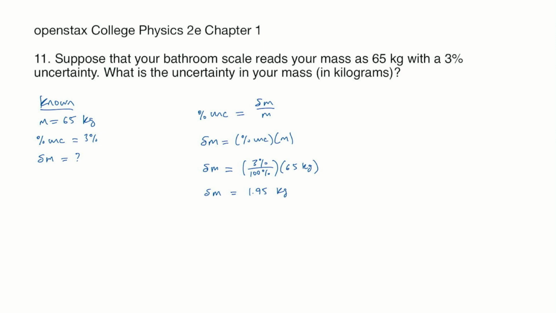Now we need to match decimal places in the mass. The mass is given as 65 with no decimal places, so that means the uncertainty can have no decimal places. So our final answer will be the uncertainty of the mass is 2 kilograms.